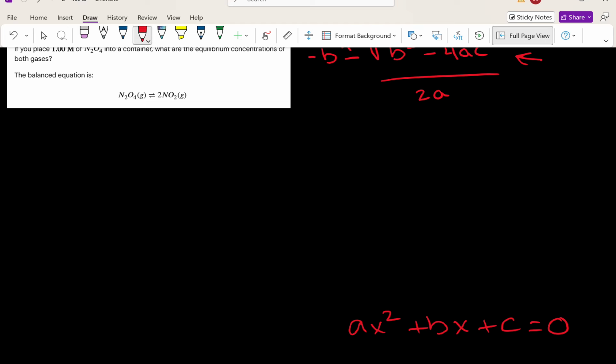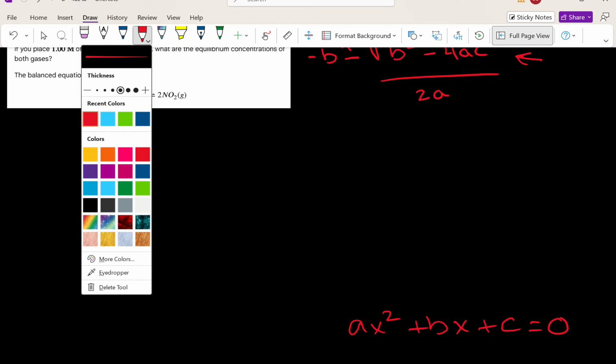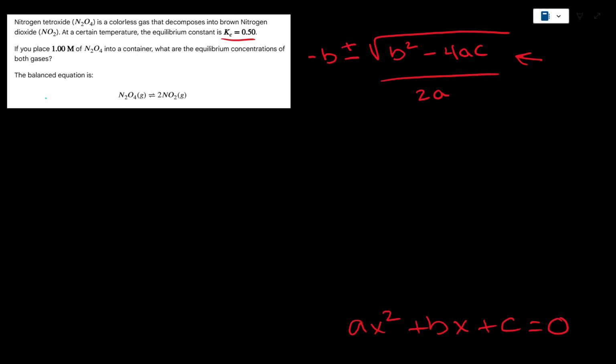We are going to set up our ICE table. We're going to set up our ICE table. Remember, this represents the initial, change, and equilibrium. And then we're going to write our compounds here.